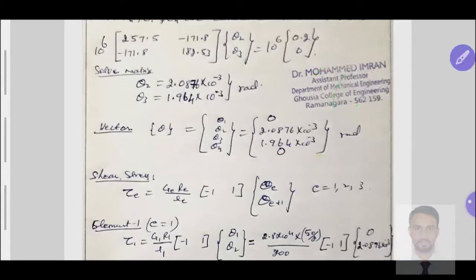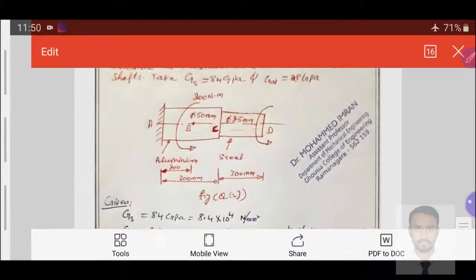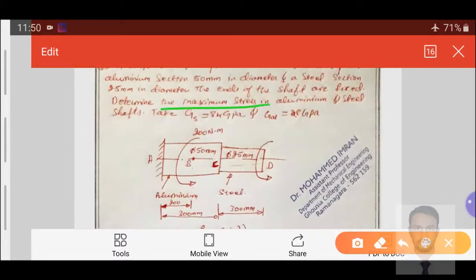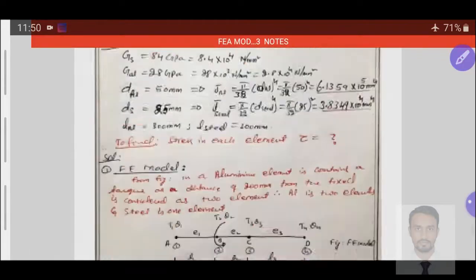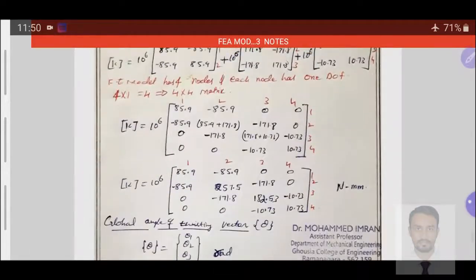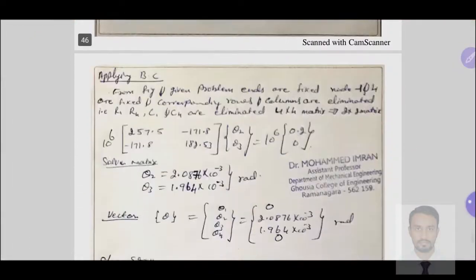The aluminum element has been converted in terms of 2 elements. For aluminum itself we will get 2 shear stresses. See here, he has asked to determine what? The maximum stress in an element. Directly we cannot find it without these displacements. With the displacement only we can get whatever is asked in the given question.